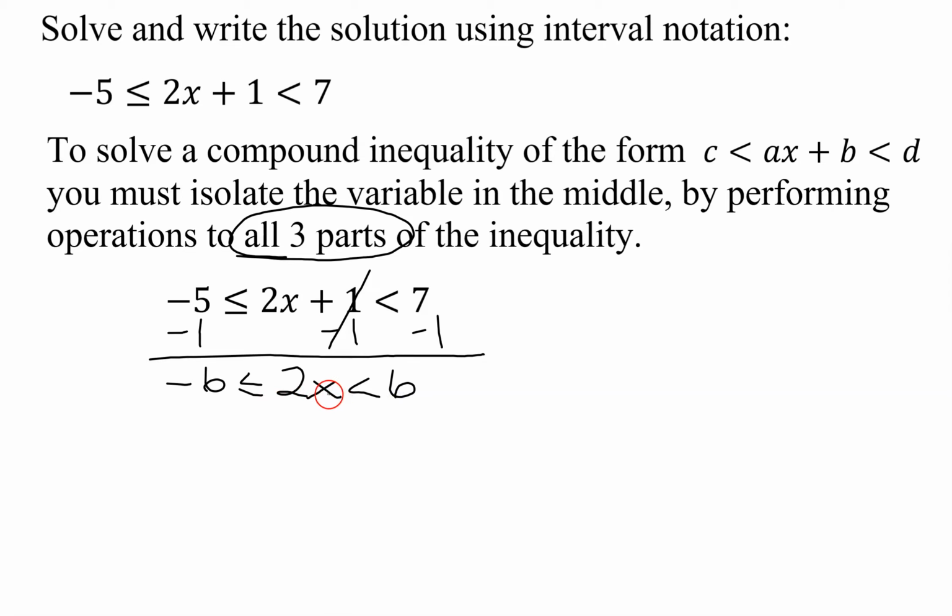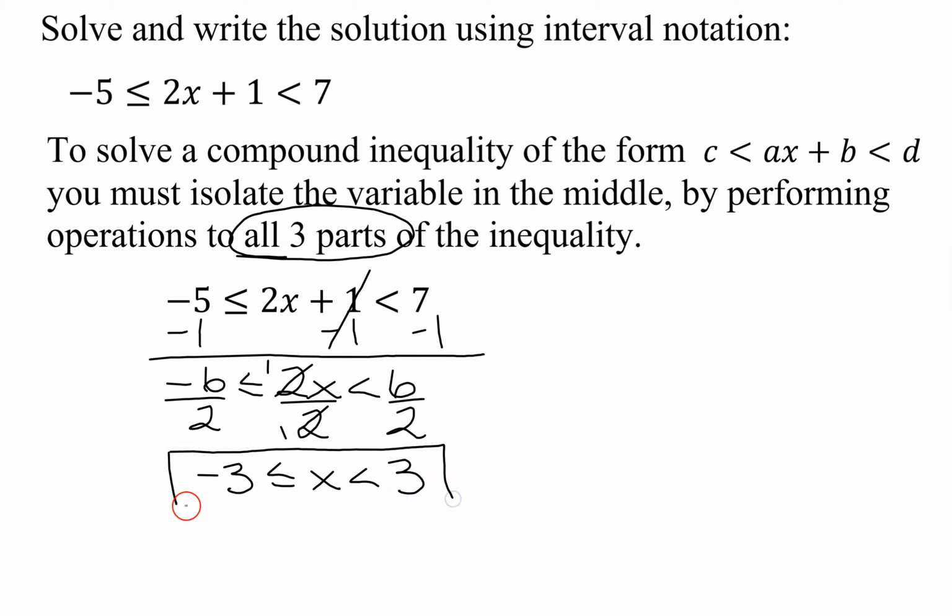So now how do I get x all by itself? I'm going to have to divide all three parts by 2. And since 2 is a positive number, it doesn't change any of the inequality symbols. The only time that happens is when you multiply or divide the inequality by a negative number. So I'm going to get -6 divided by 2 is -3, is less than or equal to x, is less than 6 divided by 2 is 3. So there is my solution to the inequality, but now I'm going to have to write it in interval notation.